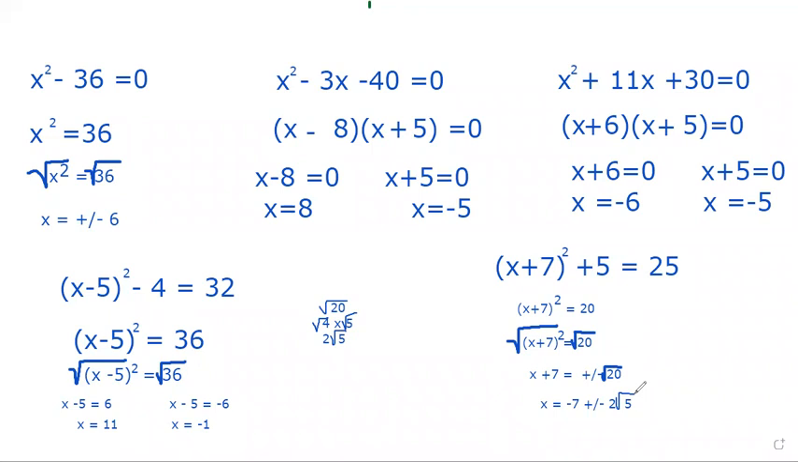So these are just different types of quadratic equations. We have other ones as well that we will look at later. These are a couple of different types and different methods that we can use to help solve them.